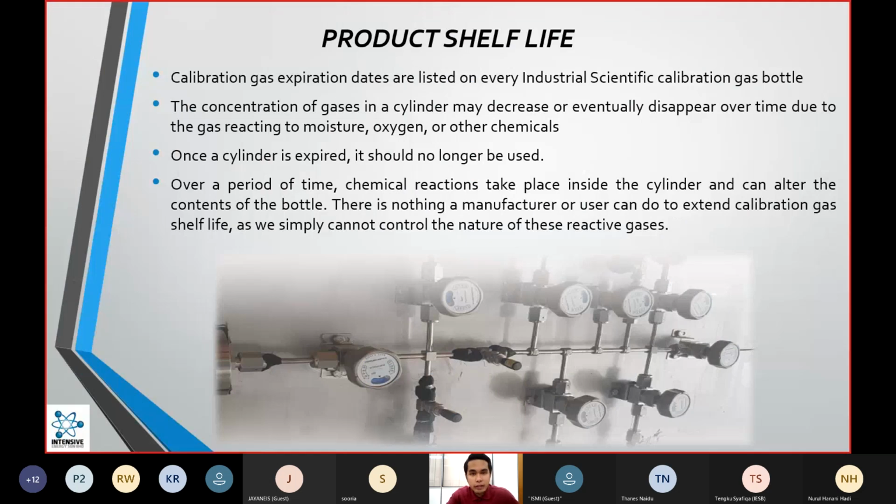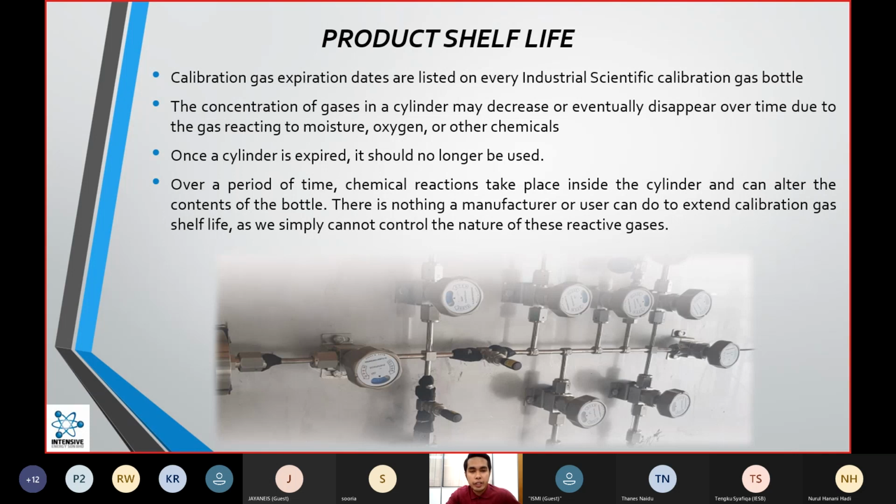Okay, product shelf life. Every product has a shelf life. Calibration gas expiration dates are listed on every Industrial Scientific calibration gas bottle. The concentration of gases in a cylinder may decrease or eventually disappear over time due to the gas reacting to moisture, oxygen, or other chemicals. Once a cylinder is expired, it should no longer be used.